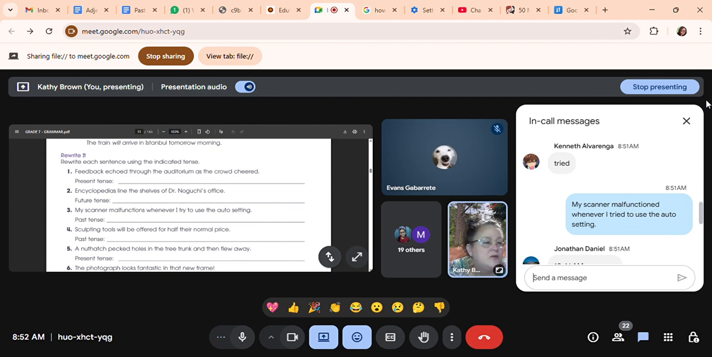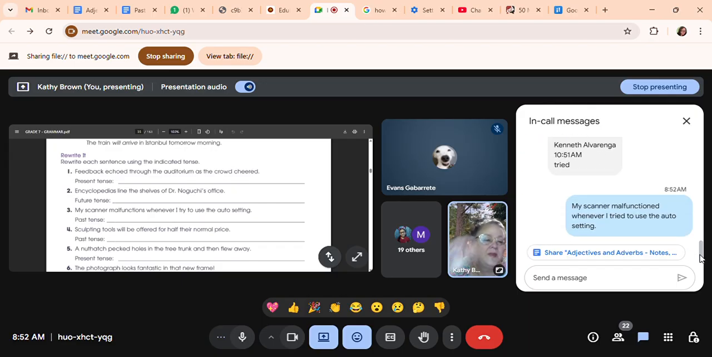My scanner, what's going on? Alright. My scanner malfunctioned whenever I tried to use the auto setting. So I had to change two verbs that time. Number 3 was that one. Number 4, could you read number 4, please, Valeria? Valeria?